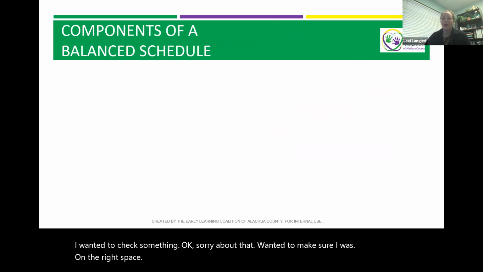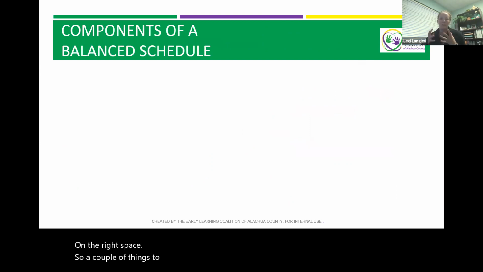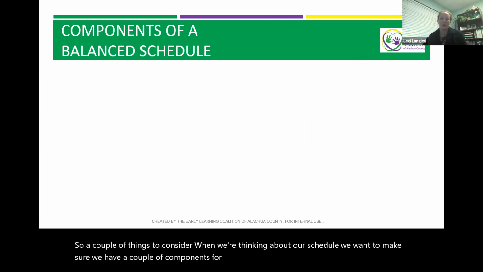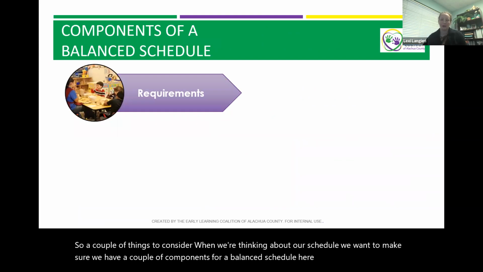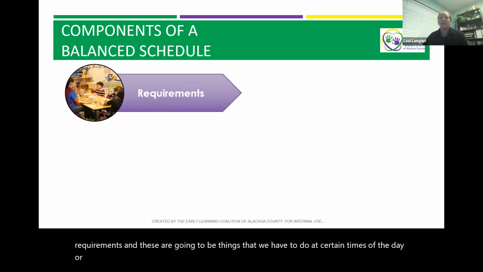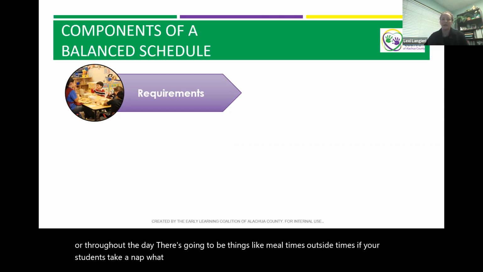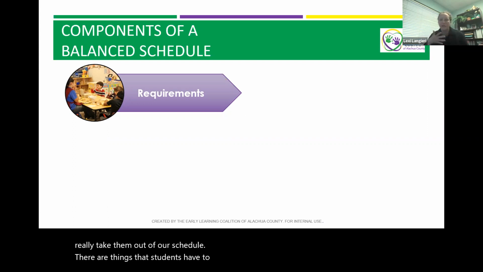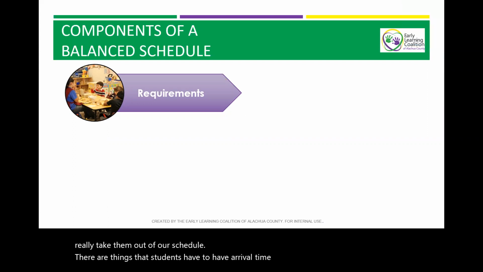Okay, so a couple of things to consider when we're thinking about our schedule. We want to make sure we have a couple components for a balanced schedule here. There are going to be requirements, things that we have to do at certain times of the day or throughout the day. These are things like meal times, outside times, if your students take a nap, what time nap time is. These are requirements. We cannot really take them out of our schedule. These are things that students have to have, arrival time, departure time, that kind of thing.